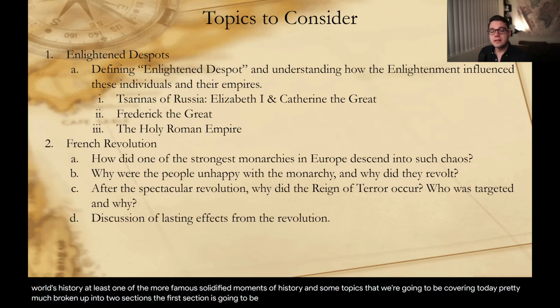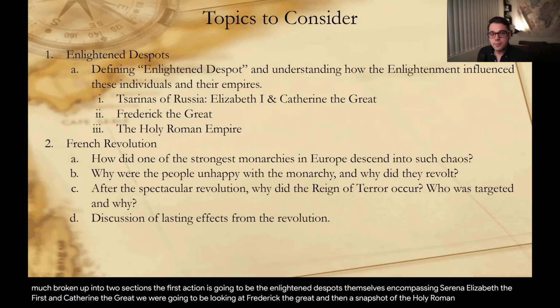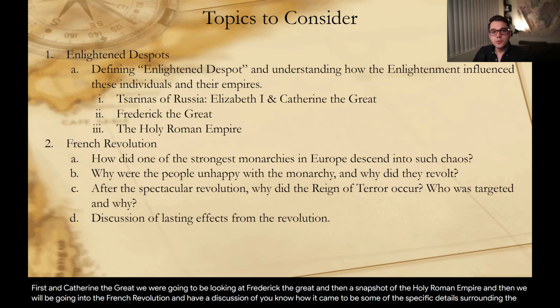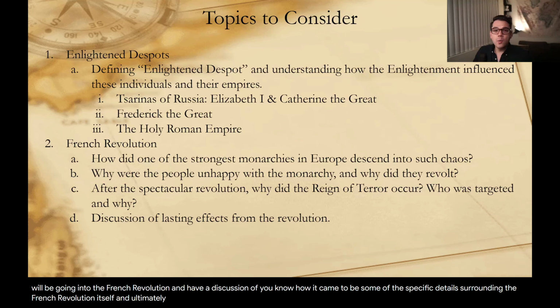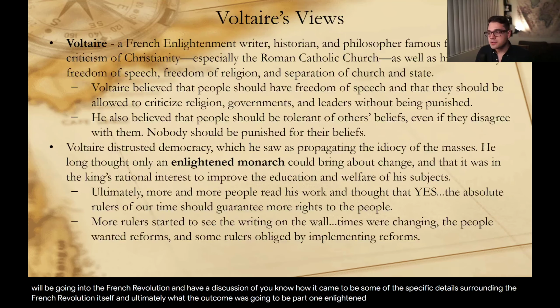First section is going to be the Enlightened Despots themselves, encompassing Tsarina Elizabeth I and Catherine the Great. We're going to be looking at Frederick the Great, and then a snapshot of the Holy Roman Empire. And then we will be going into the French Revolution and have a discussion of how it came to be, some of the specific details surrounding the French Revolution itself, and ultimately what the outcome was going to be. So, part one, Enlightened Despots.